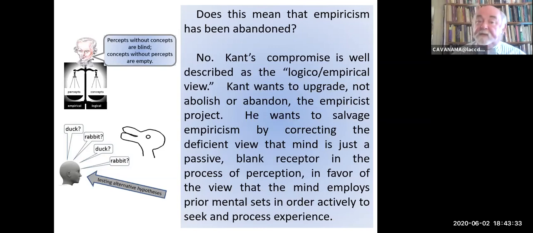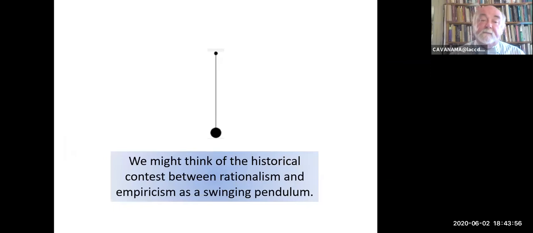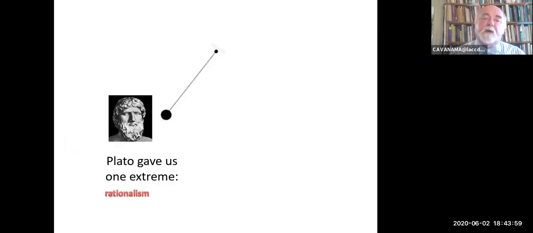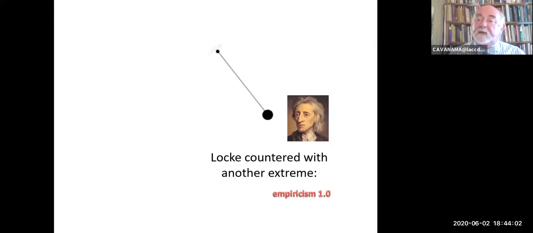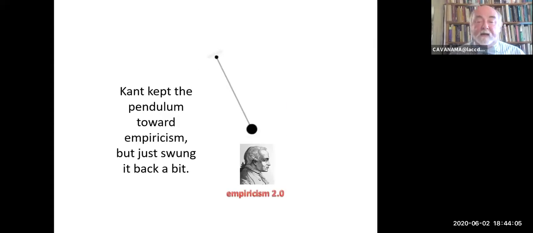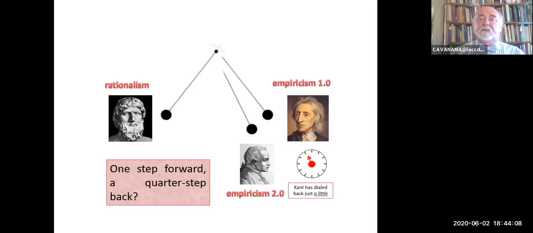Kant's compromise is described as the logico-empirical view, and rightly so, because Kant wants to upgrade, not to abandon or abolish the empiricist project. He wants to salvage empiricism by correcting the deficient view that the mind is a passive blank receptor in the process of perception, in favor of his view that the mind employs prior mental sets and actively seeks and processes experience. So we think of a pendulum. Plato gave us one extreme, rationalism. Locke countered with another extreme. Kant dialed it back, not all the way back, but swung it back just a little bit, correcting empiricism by adding some rationalist elements to it. And so what Kant really gives us from this point of view is empiricism 2.0, and Locke gave us empiricism 1.0.